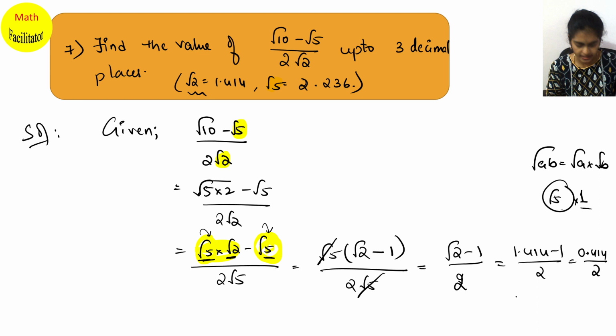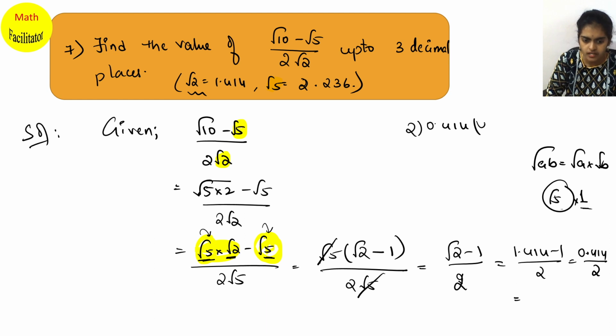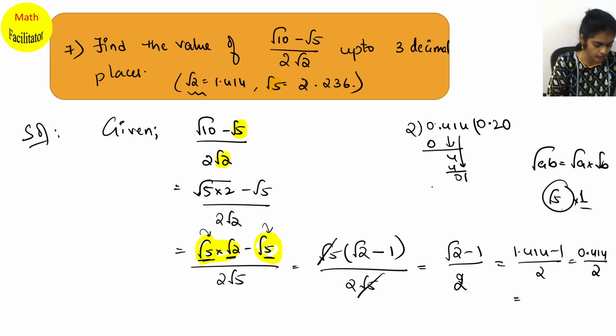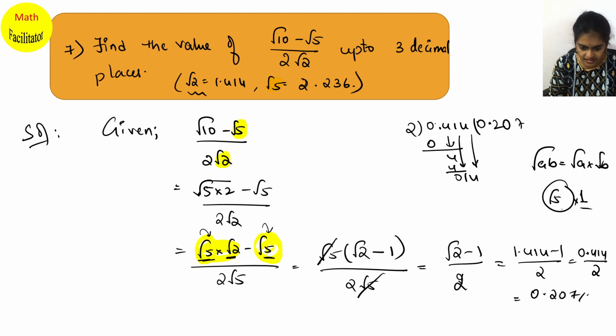Now if you want, see here, how can we divide 0.414 by 2? 2 zeros are 0. You have a point here, so write point. Now bring this 4 down, 2 twos are 4. Now bring this 1 down, it is not divisible, write 0. Now bring this 4 down, 2 sevens are 14. So I will get 0.207 here. Clear with this? 0.207 is what we are getting, right?